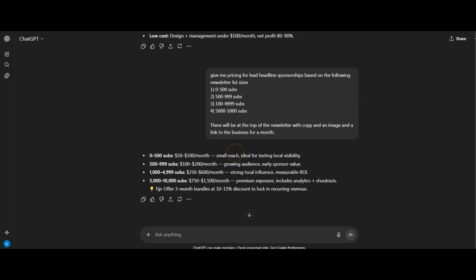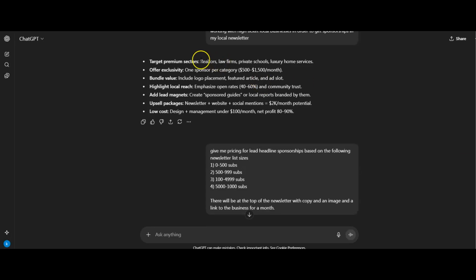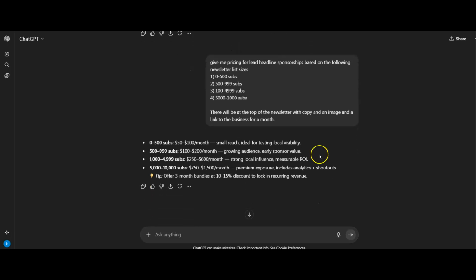Now, these are not concrete numbers. You really just have to go out there and see what people say yes and no to. On top of that, you need to try out some different premium sectors. Okay, these numbers are not going to work, like I said, for a local blowout bar or something like that.